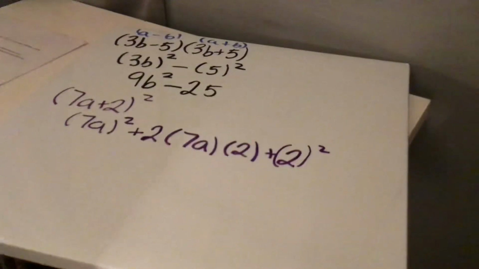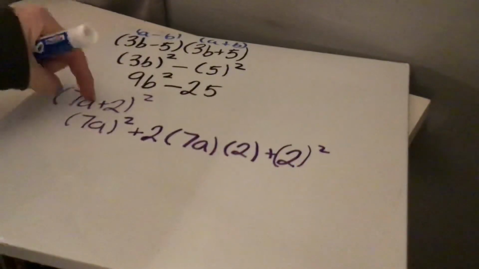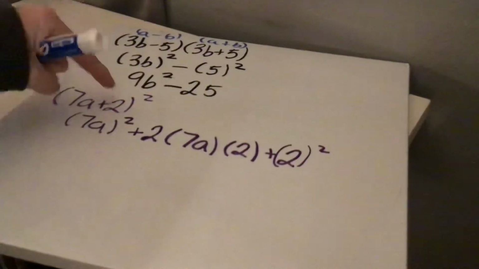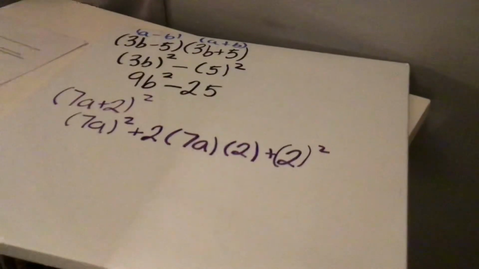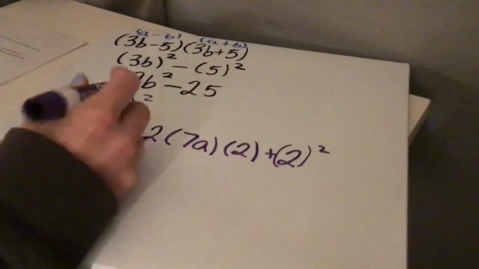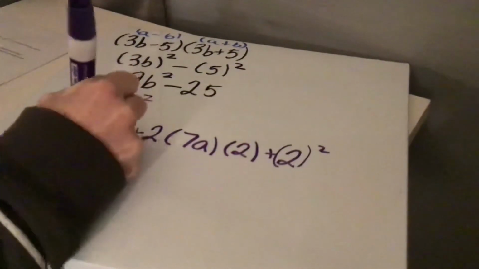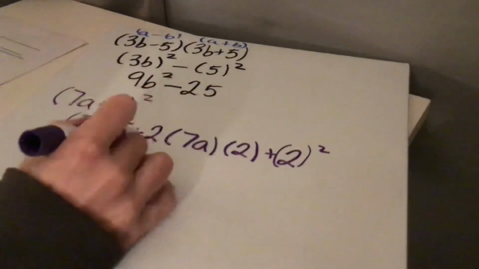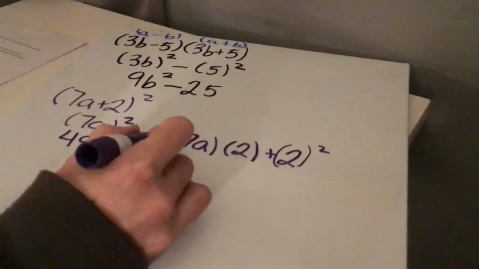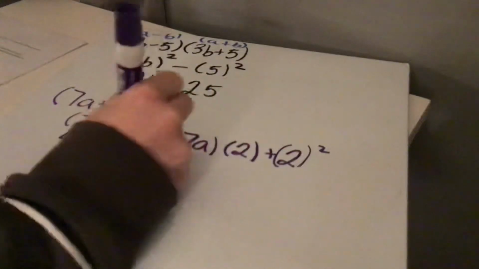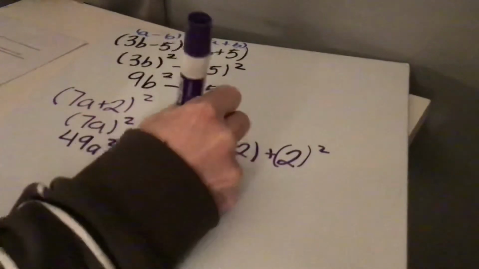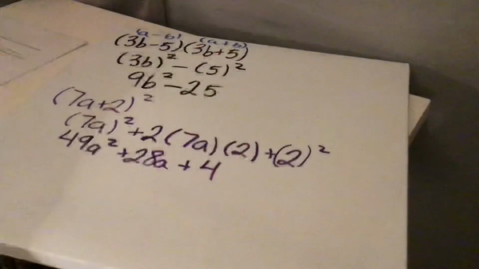All of these, the sign is already taken into consideration with the product. So I'm really just worried about the number and the variable, okay? I don't need to worry about the plus or minus, it's already there. Then we just simplify. So 7a squared is 49a squared. 2 times 7a is 14a, times 2 is 28a, plus 2 squared is 4. So I just squared that binomial using my special product.